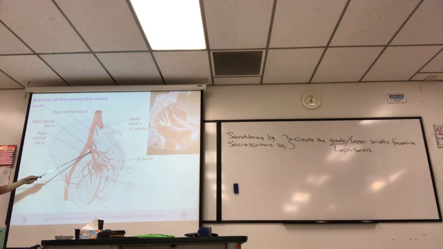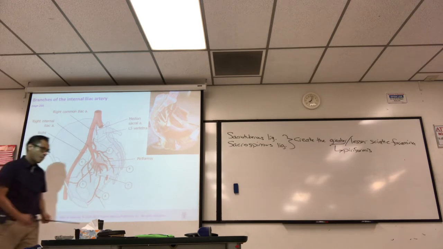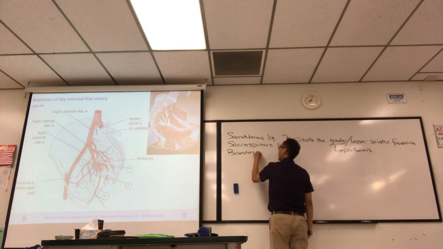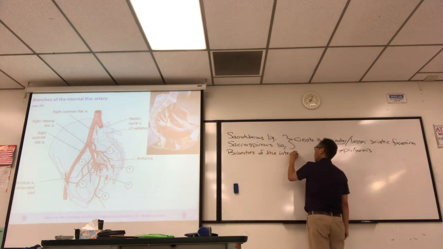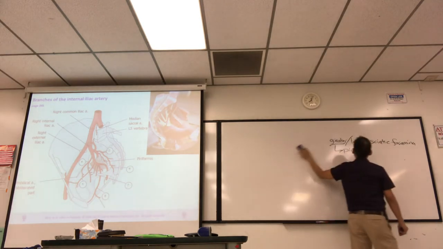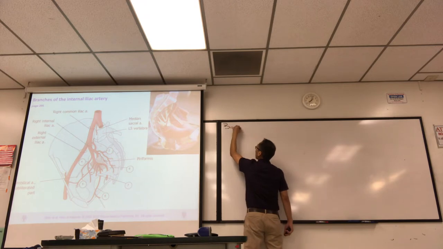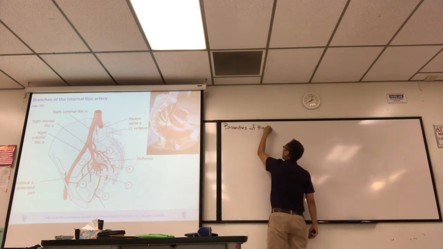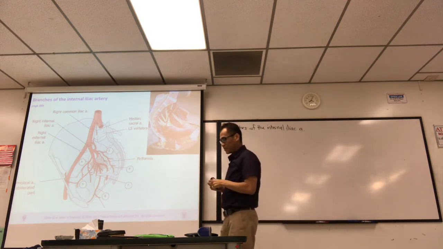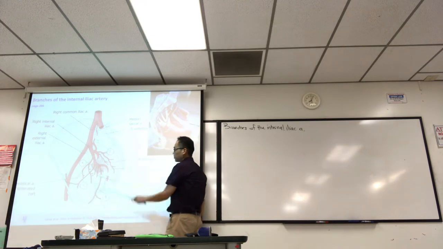Let's follow the internal iliac artery. It's got a lot of branches, and I put numbers next to all the ones that I want you to know. Branches of the internal iliac artery. Usually how it's broken down is there's an anterior division and a posterior division. If you look at the internal iliac artery, these two big branches are the anterior and posterior division. The anterior division has a lot of branches, so let's go through them.